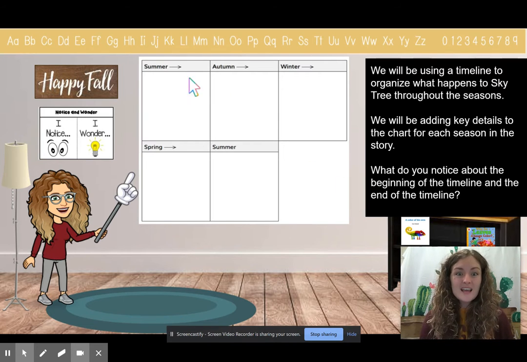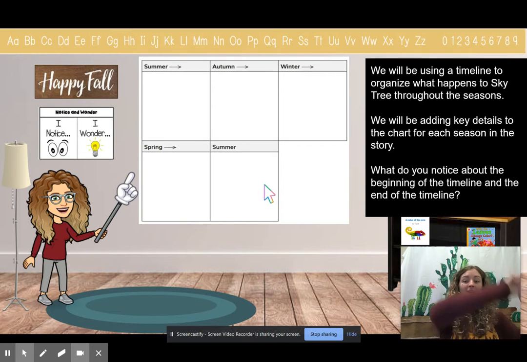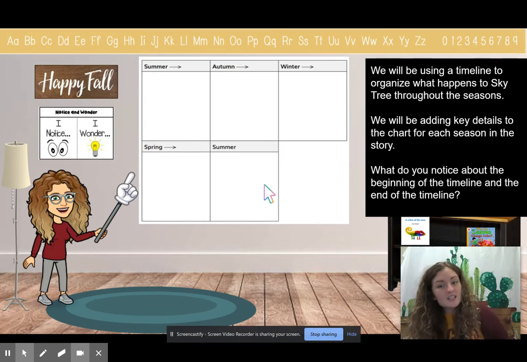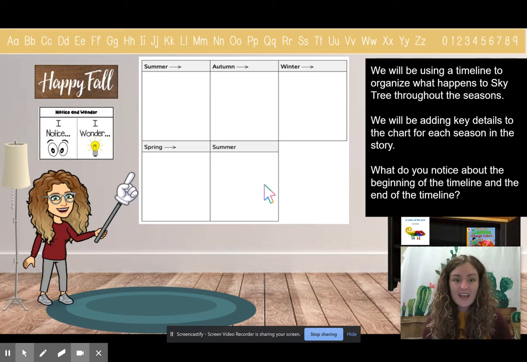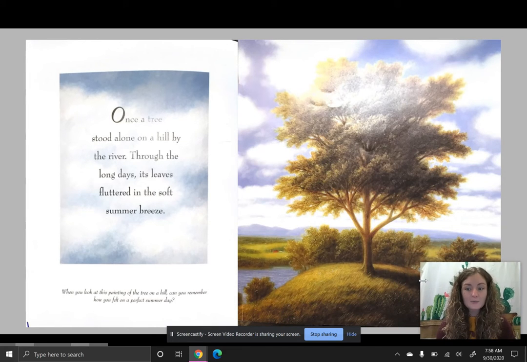I noticed that our book starts in summer and ends in summer. So it shows the whole cycle. We start in summer and we move all the way through back to summer. So we are going to explore the pages and talk about the changes in seasons and the key details that happen with each season. So let's get started.